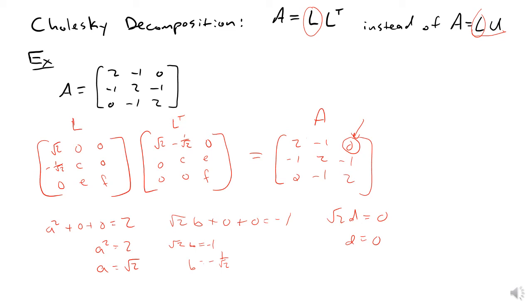All right, so just keep finishing out this process. I'll go ahead and tell you what I got for C, E, and F, and you can do this on your own and check your work and see if you're doing it right. For C, I got the square root of 3/2. For E, I got negative square root 2/3. And for F, I got the square root of 4/3.